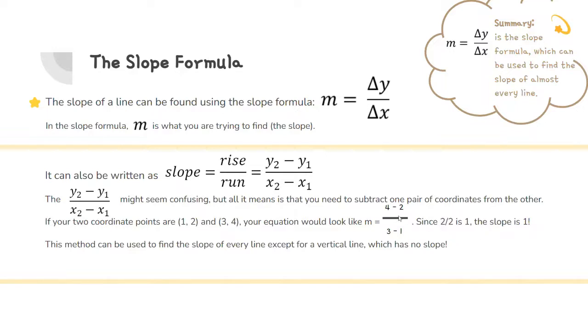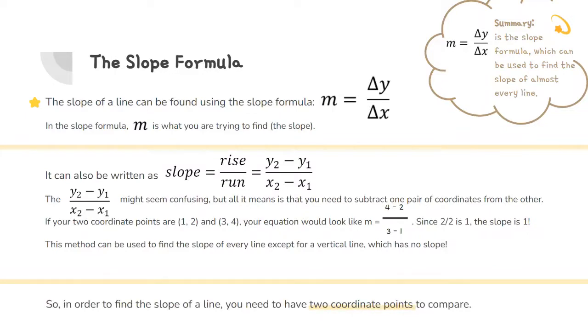And we would have 4 minus 2 since y in the second set of coordinates is 4 and y in the first pair of coordinates is 2. So y2 minus y1 would be 4 minus 2. And for 3 minus 1, we have 3 minus 1 since the x in the second pair of coordinates is 3 and the x in the first pair of coordinates is 1. So we have 3 minus 1. And since 2 over 2 is 1, the slope is 1. This method can be used to find the slope of every line except for a vertical line, which has no slope.